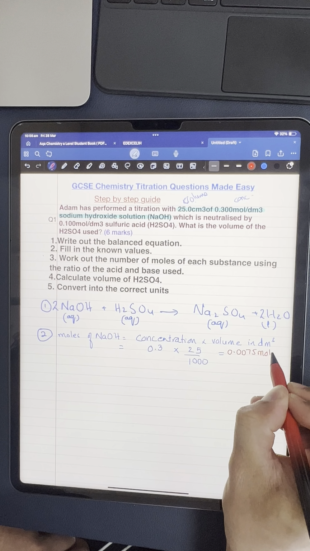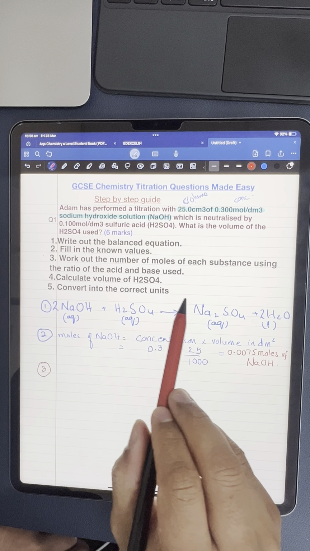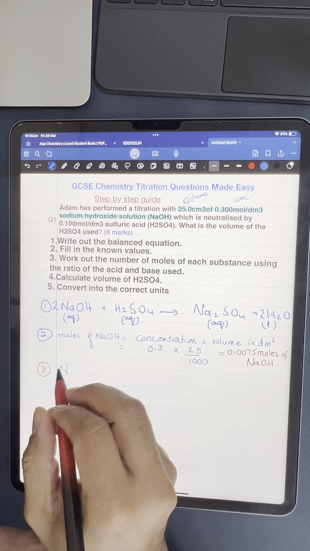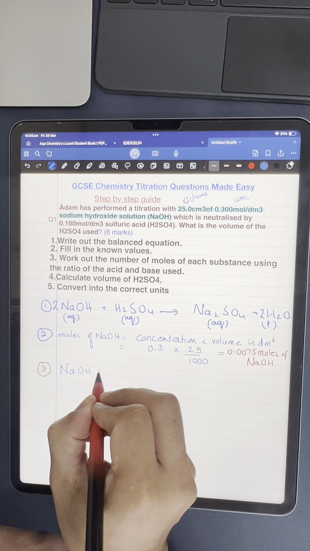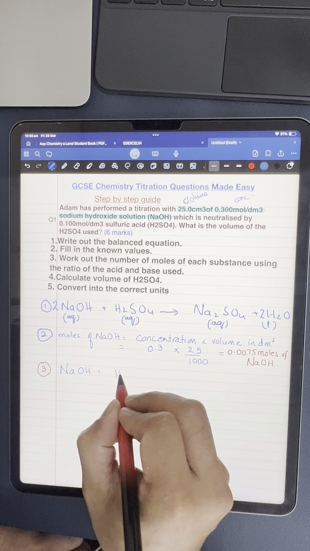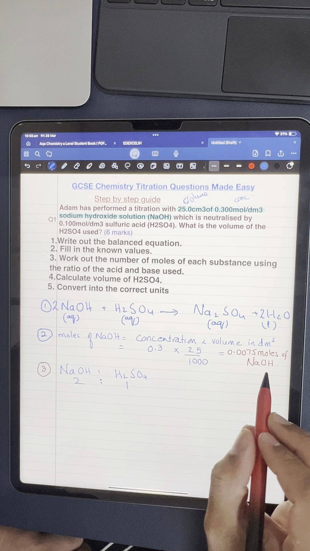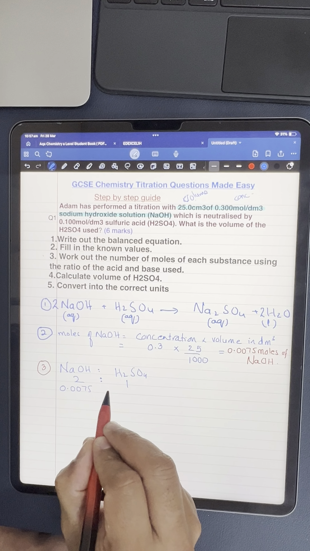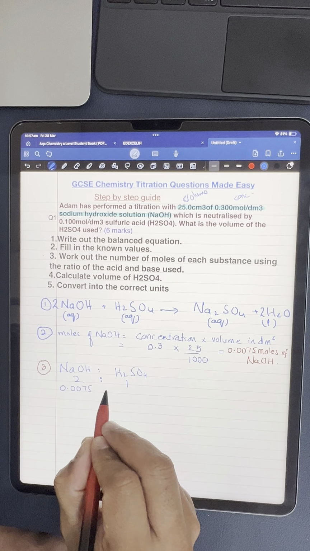Okay, next, third step, and that is work out the number of moles of each substance using the ratio of the acid and base used. So sodium hydroxide, NaOH ratio, H2SO4, and what will it form? If you look at the equation, you've got 2 moles of sodium hydroxide being used and 1 mole of H2SO4. Now, we worked out the moles of sodium hydroxide, which is 0.0075, and we need to work out the moles of H2SO4, and I'm going to assume it to be X.